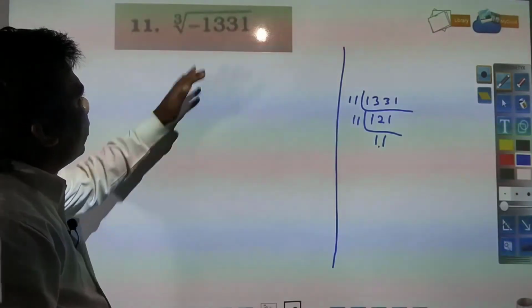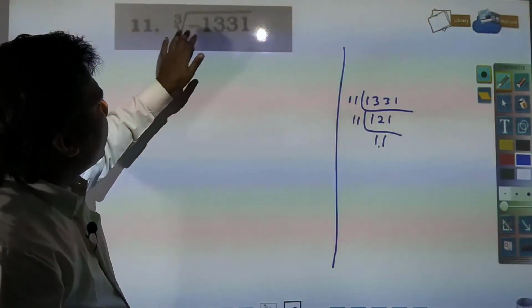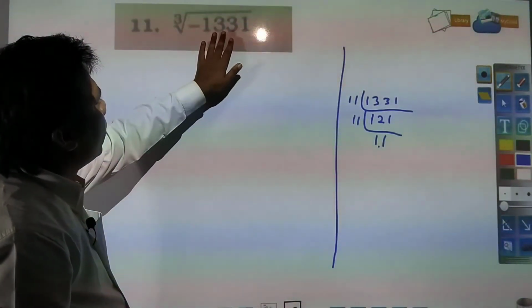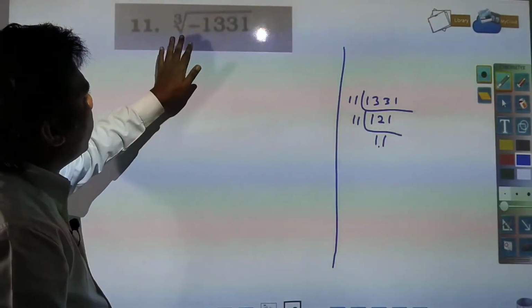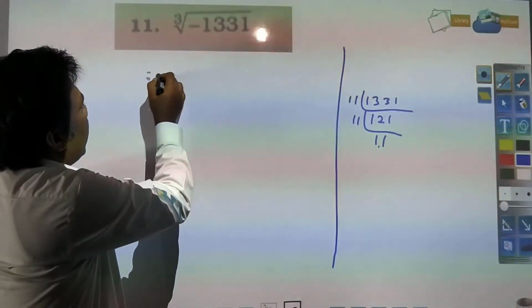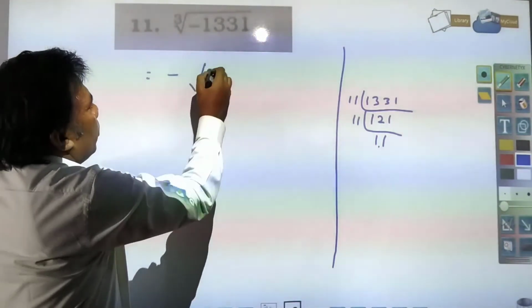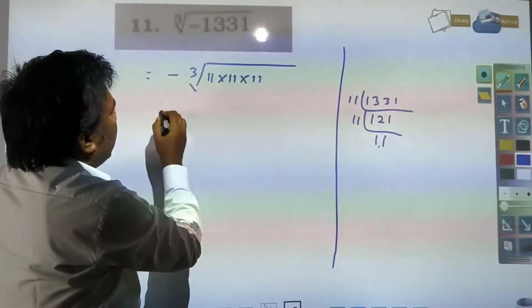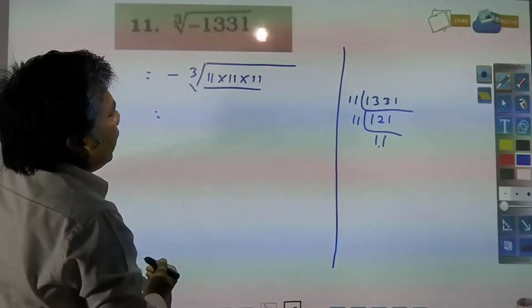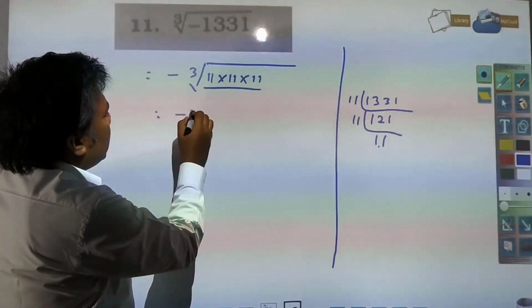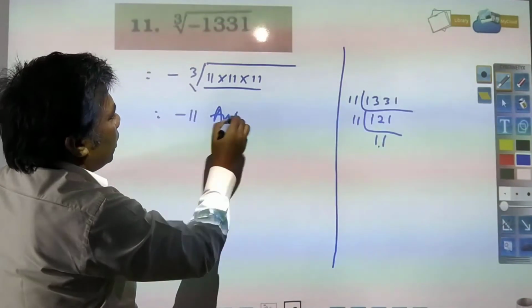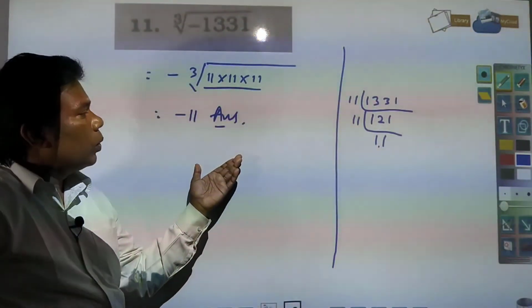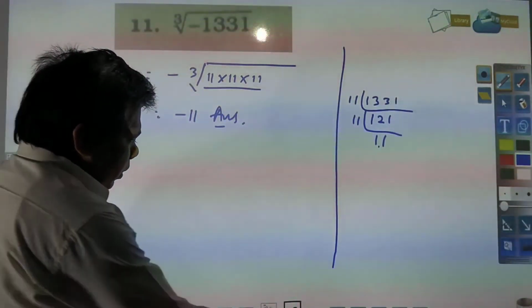Just now I have solved and made you understand: if you have any negative number and you need to find out the cube root of the given number, then your result will be negative. So we will write minus cube root of 11 into 11 into 11, and that will be one triplet you have got. So your answer will be minus 11. In this way these questions are required to be solved.